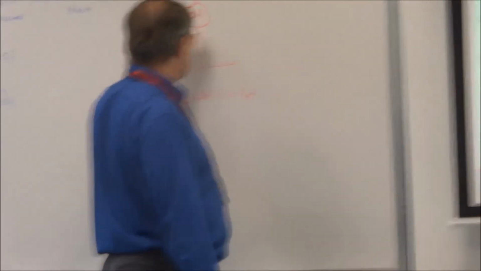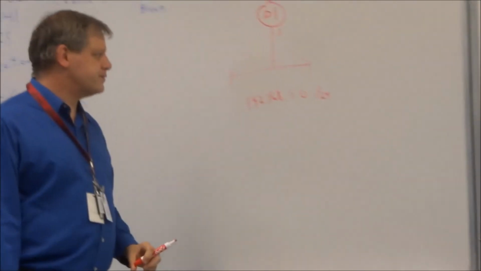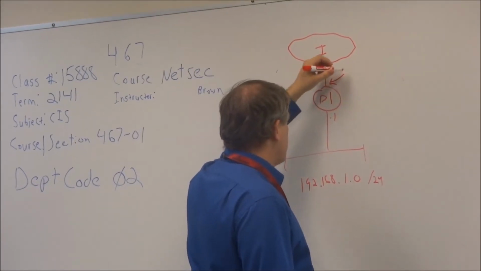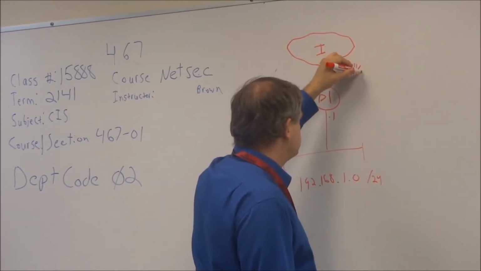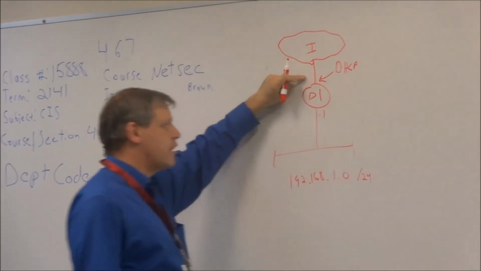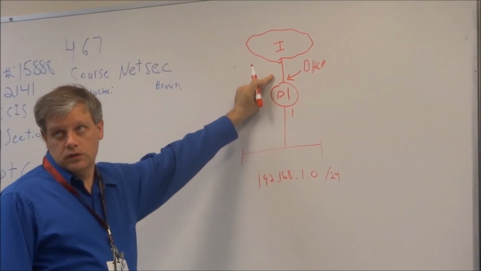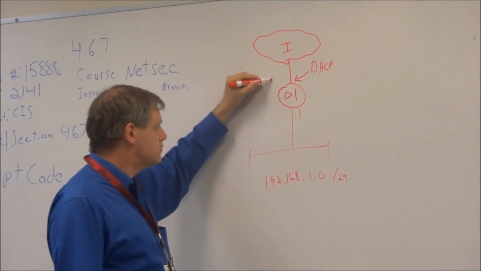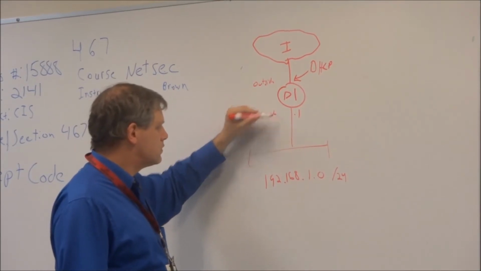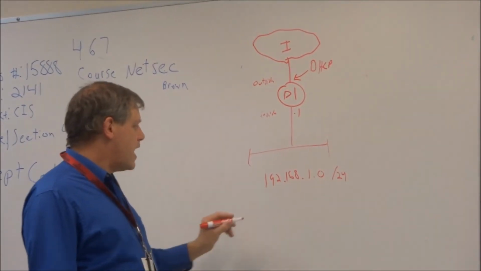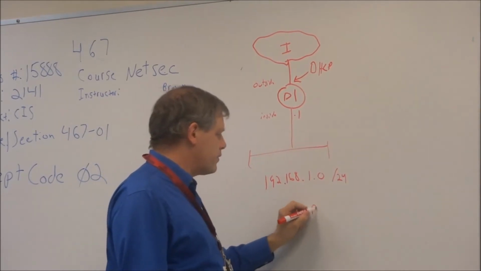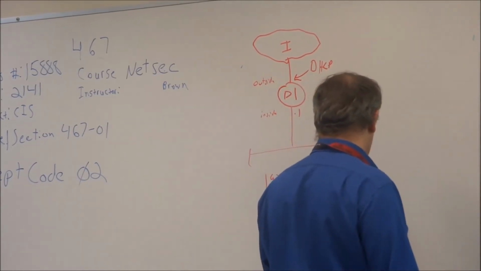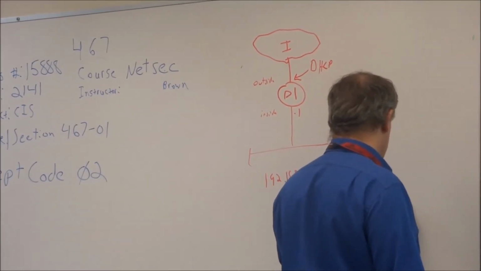/24 .1 on this inside interface. Alright. We want to get a DHCP address for our outside interface. Alright, and we want to set up our DHCP scope for .100 through .199.